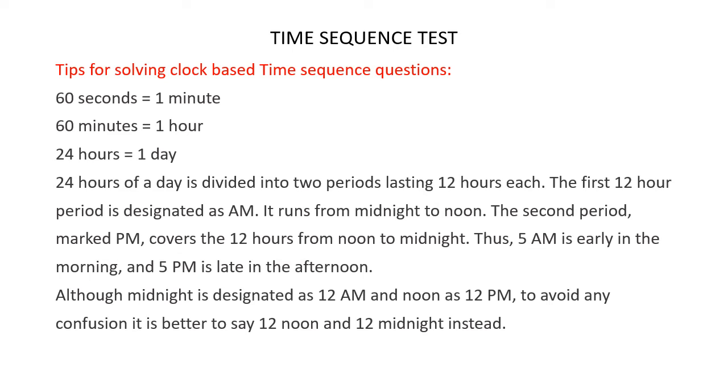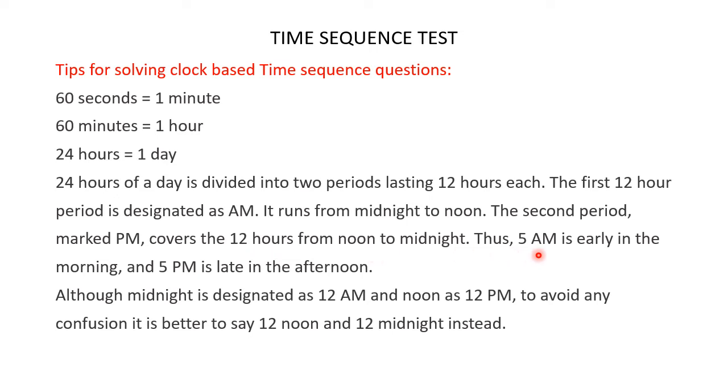Let's learn about clock-based time sequence test. Here are a few tips for solving clock-based time sequence questions. You should know that 60 seconds make 1 minute, 60 minutes make 1 hour, 24 hours make 1 day. Now 24 hours of a day is divided into two periods lasting 12 hours each. The first 12-hour period is designated as AM. It runs from midnight to noon. The second period, marked PM, covers the 12 hours from noon to midnight.